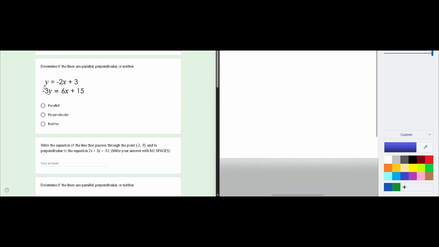Hey guys, so today we are looking into slope-intercept format equations. For example, this question asks us to determine if two equations have a slope that is parallel, perpendicular, or neither.